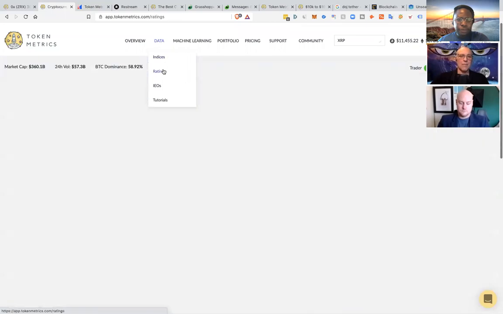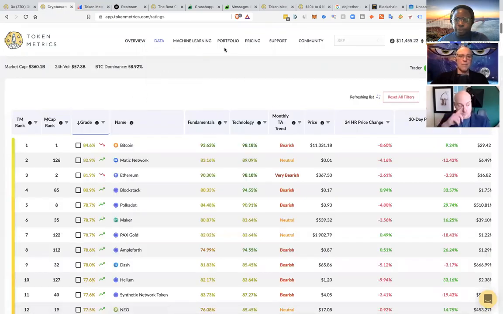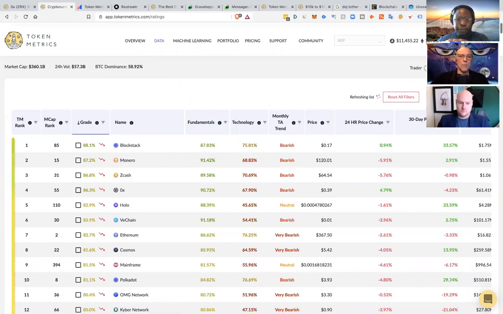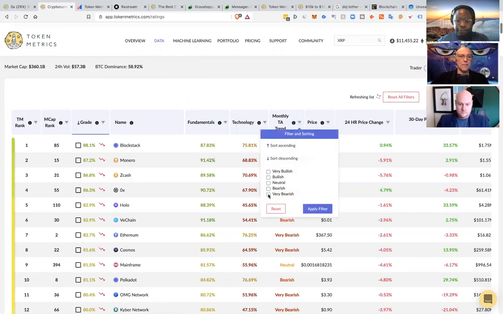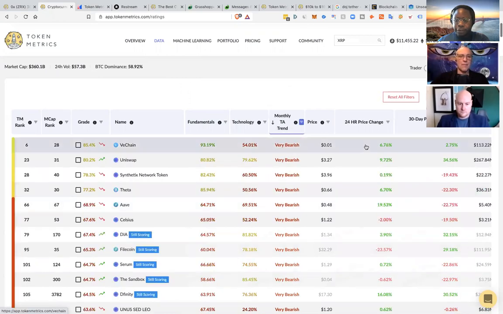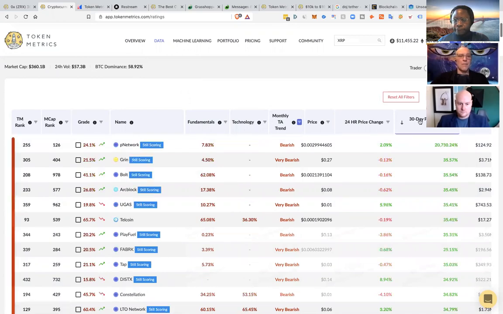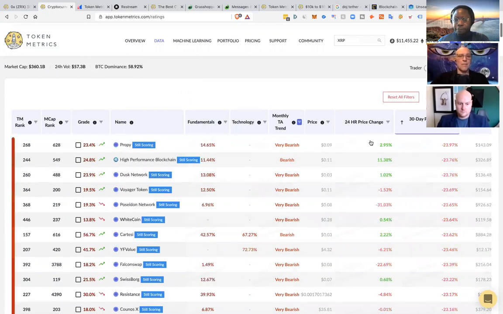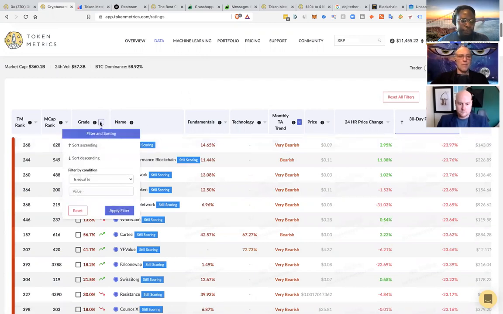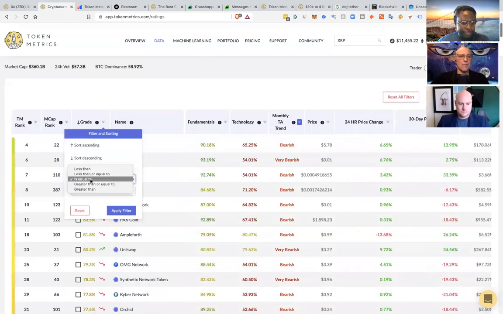If we just go here to ratings, so if you're shorting, I would definitely change the grade to trader grades, then come here, change the TA and choose bearish and very bearish to add those filters. Right now, there are lots of coins that are very bearish, and then also find where the price prediction is negative. That is pretty much your checklist. And then also a coin that has poor fundamentals. So just add a filter and say, let's say fundamentals are below 30.